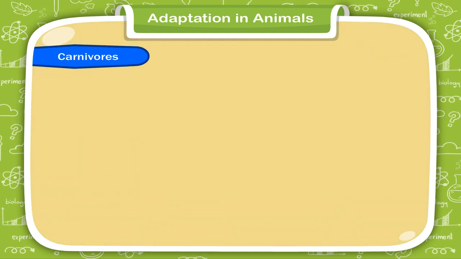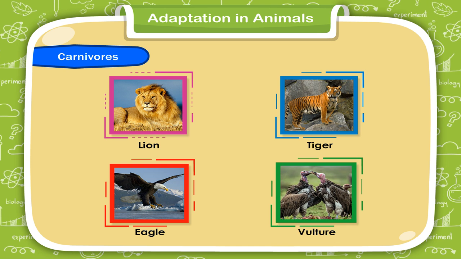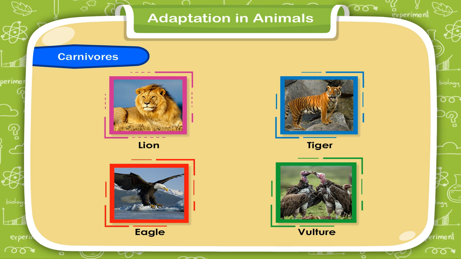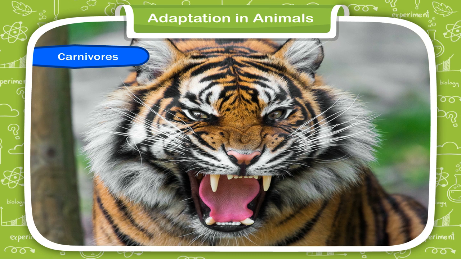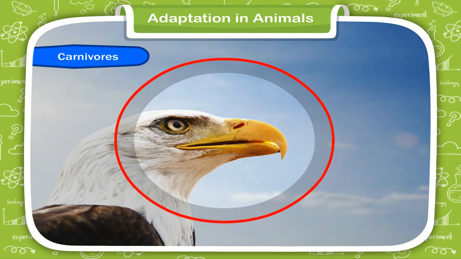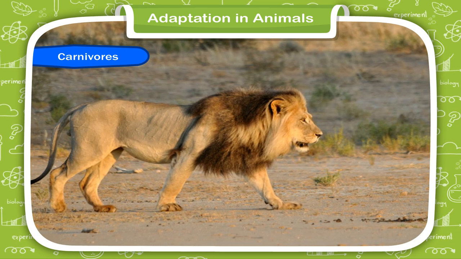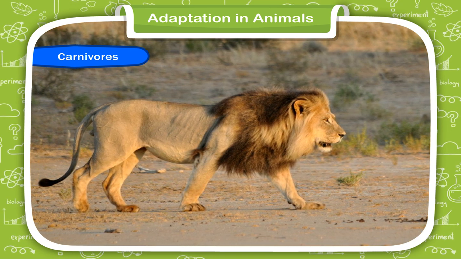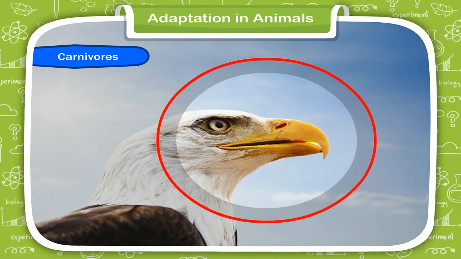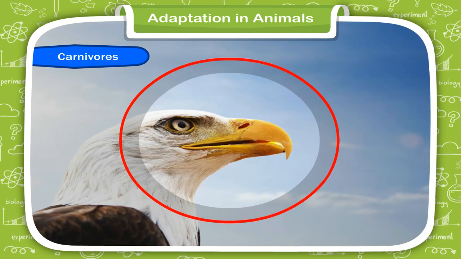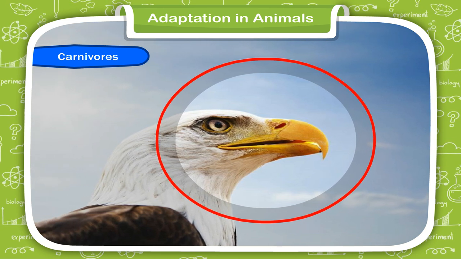Carnivores such as lions, tigers, eagles, vultures, etc. eat flesh. Most carnivores have long, sharp pointed teeth and strong claws to tear the flesh. Their strong legs help them run fast to catch their prey. Birds such as vultures and eagles have sharp claws and hooked beaks to catch the prey and tear its flesh.